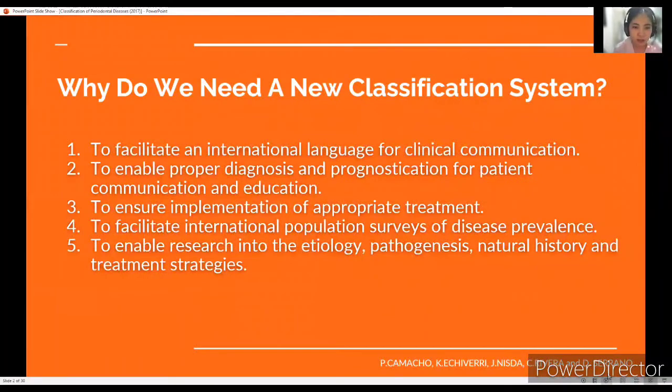Why do we need a new classification system? It is to facilitate an international language for clinical communication. Second, to enable proper diagnosis and prognostication for patient communication and education. Third, to ensure implementation of appropriate treatment. Fourth, to facilitate international population surveys of disease prevalence. And the fifth and last is to enable research into the etiology, pathogenesis, natural history, and treatment strategies.